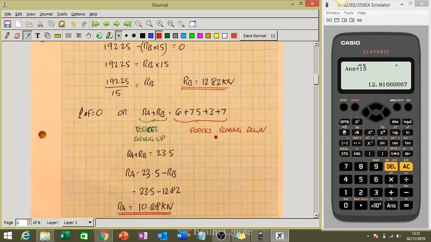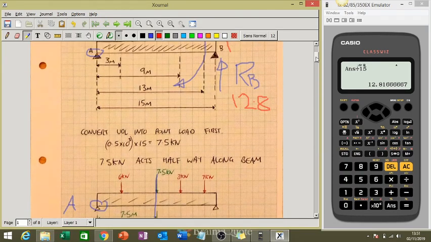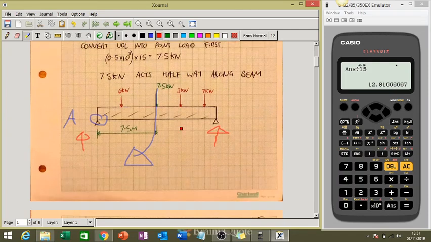We now need to find RA. Now we know that the sum of the forces equals 0, which means RA and RB are coming up, and all these forces are coming down. So there's a reaction there and a reaction there. They're going up. So that plus that has got to equal that plus that plus that plus that, because our beam is in balance.